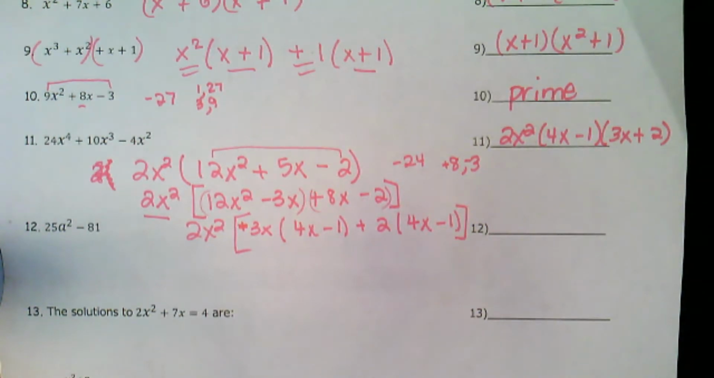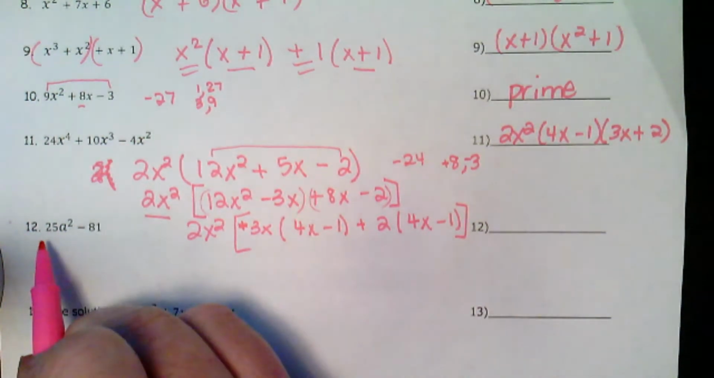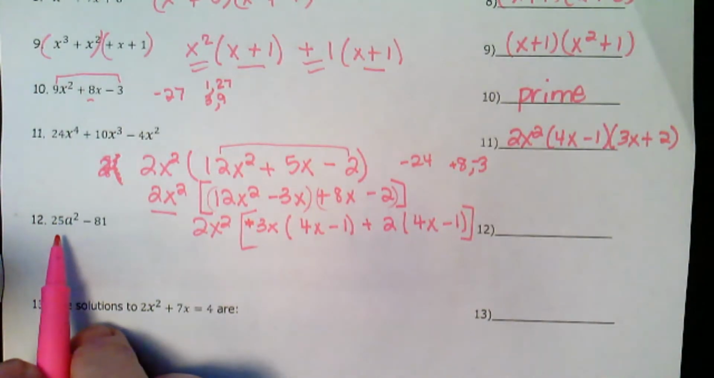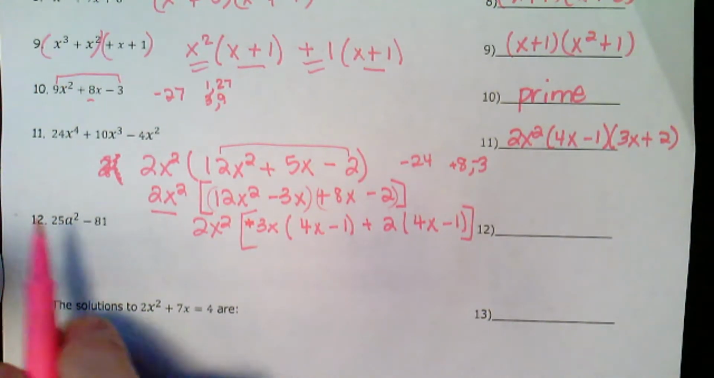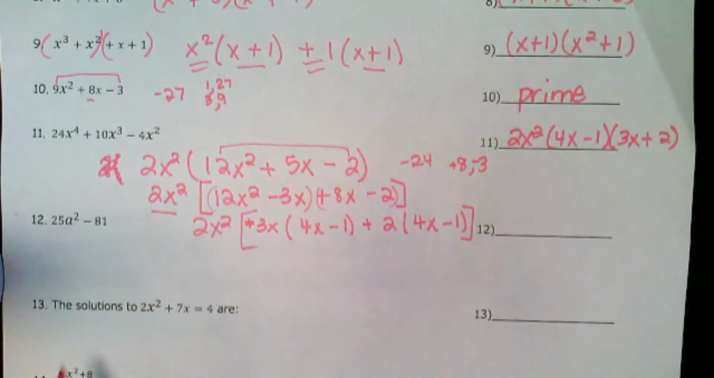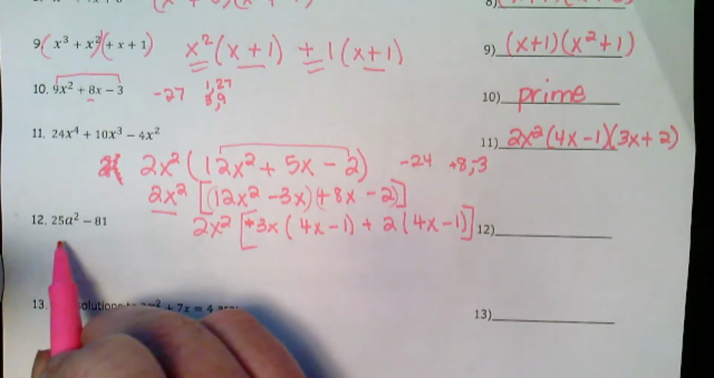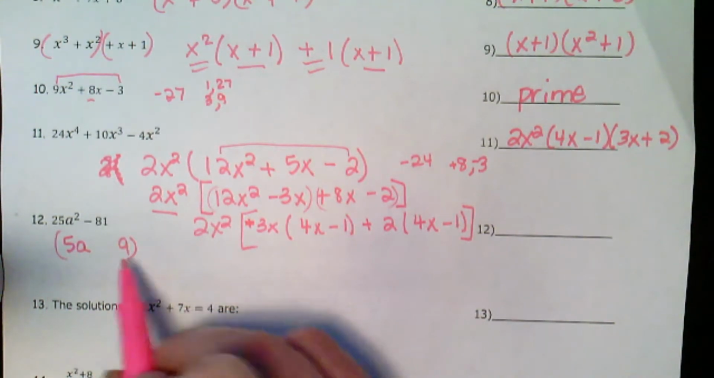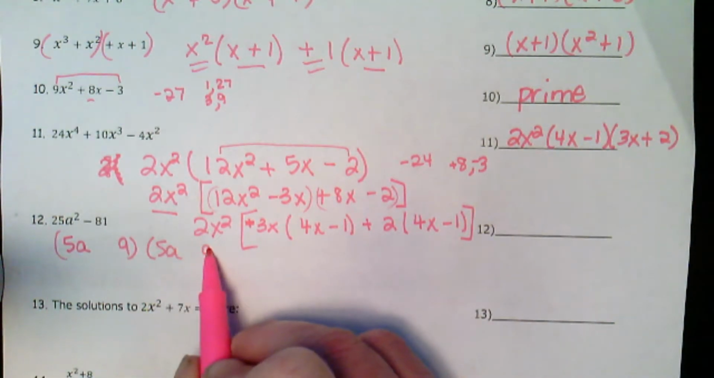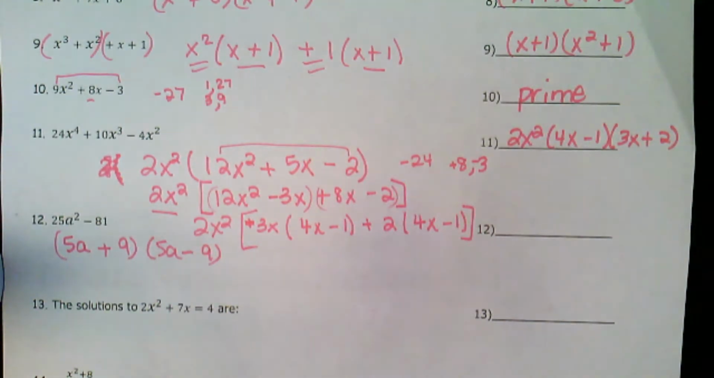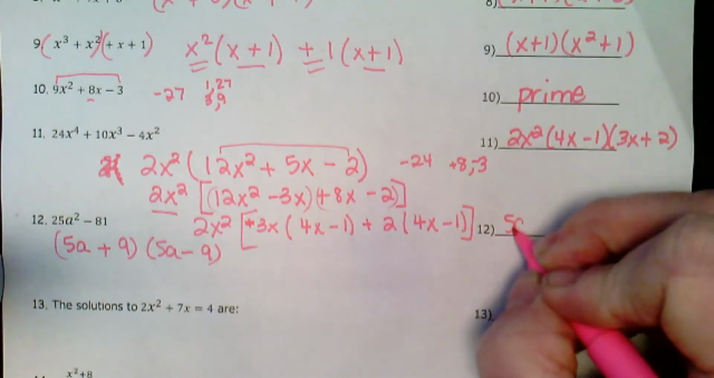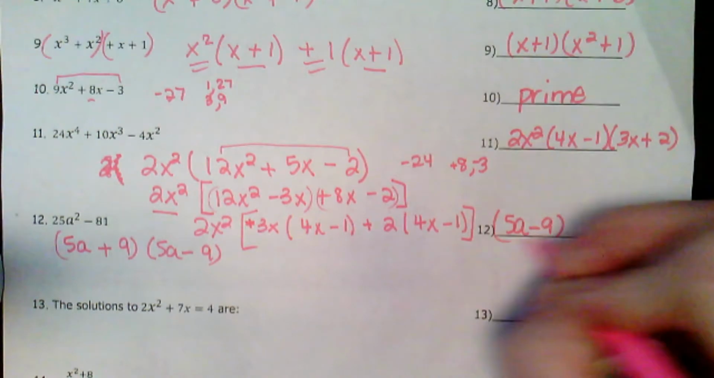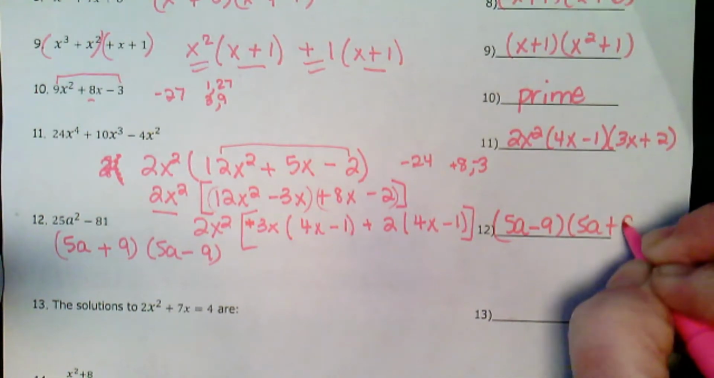Alright, number 12. This is a sum, or a difference of squares. This is a square, this is a square, so if you remember, you just do this. And then you put a plus and a minus in between them. And it doesn't matter what order you write them in.